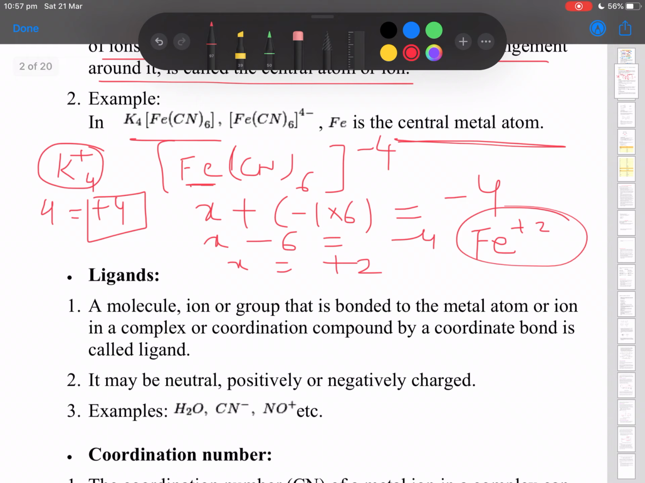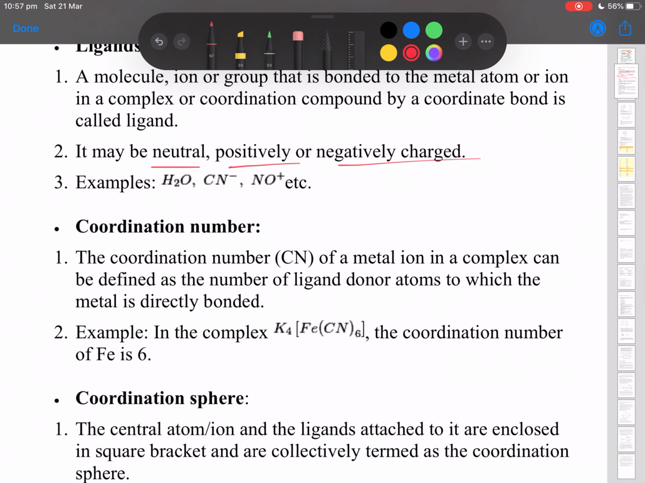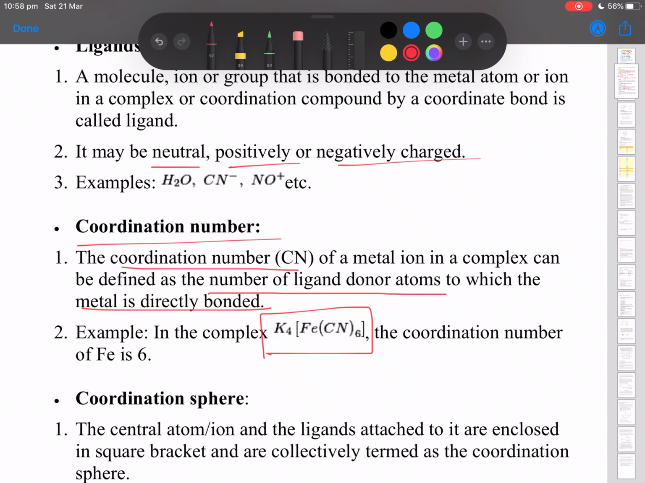Fine. So I think I made it very clear to you. Ligands, I have already spoken. They are all Lewis bases. They contain lone pairs of electrons and they have an ability to donate those electrons to the central metal atom. And I also mentioned that ligands can be neutral, positive or negative. So all such examples we'll be discussing shortly. Coordination number also I discussed with you. The total number of ligand donor atoms directly bonded to the metal atom gives you the coordination number. So in the previous example we saw the coordination number was 6. Now here in this example also there are 6 ligands. So the coordination number is 6.